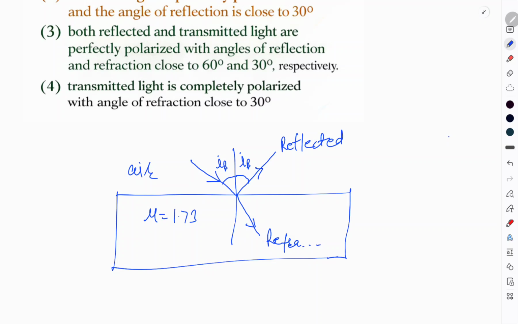Okay, so as we know, if the angle of incidence is IB, meaning the Brewster angle, in that case the reflected ray and refracted ray both will be perpendicular to each other, that we know. Okay, so as we know that tan IB is equal to mu.